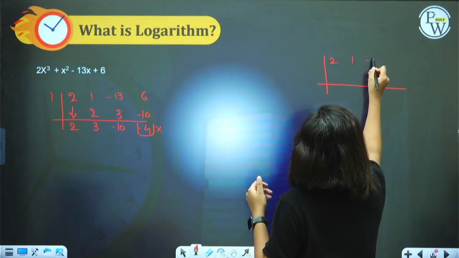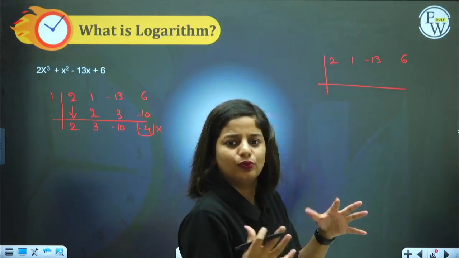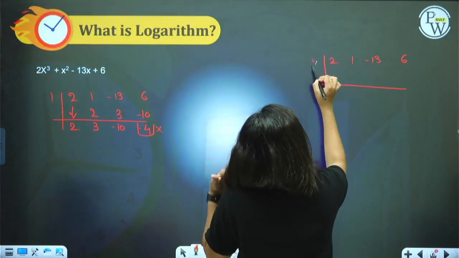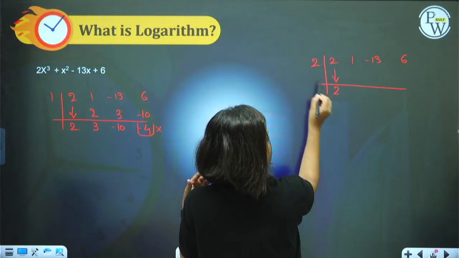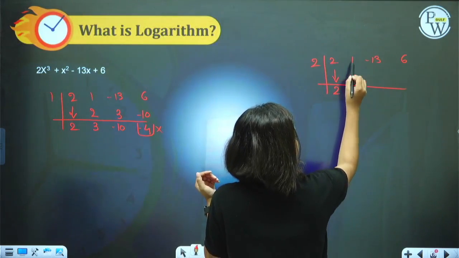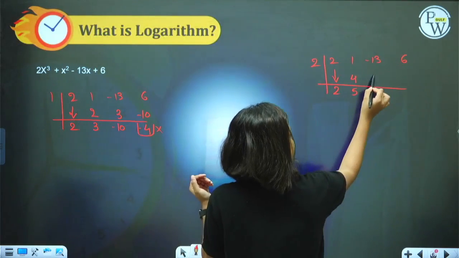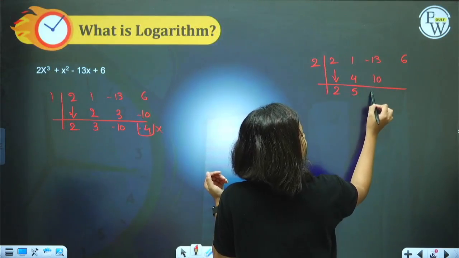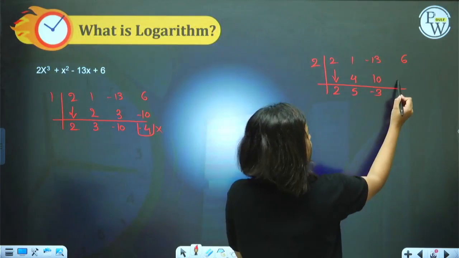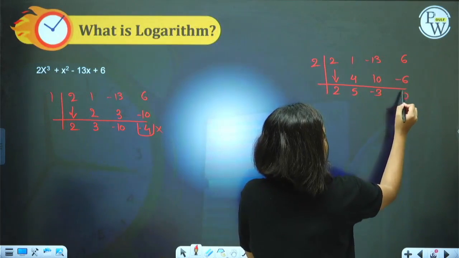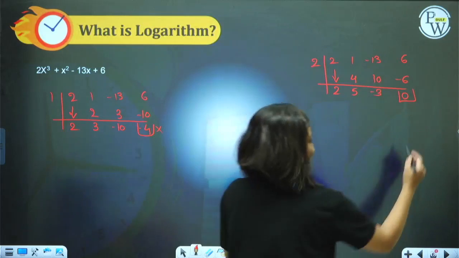2, 1, minus 13 and 6. Minus 1 or 2. Let's try with 2. Bringing this 2 as it is down. Cross multiplication. 2 2s are 4. Up and down add, 1 plus 4, 5. Cross multiplication, 2 5s are 10. Up and down add, minus 13 plus 10, minus 3. Cross multiplication, 2 into minus 3, minus 6. Up and down add, 0. Bingo! We get the answer.